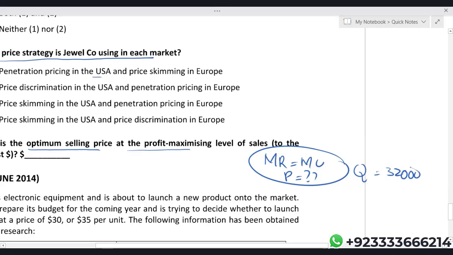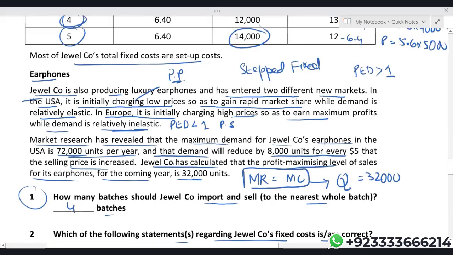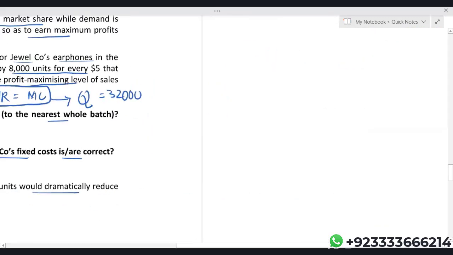At MR equal to MC, the examiner has given 32,000 units. You can see that. Joule company has calculated that the profit maximizing level of sales for its earphones for the coming year is 32,000 units. At MR equal to MC, the quantity demanded is 32,000 units, which the examiner has already solved for us. But we need to find out the price at MR equal to MC. So we can do that, no issue at all.